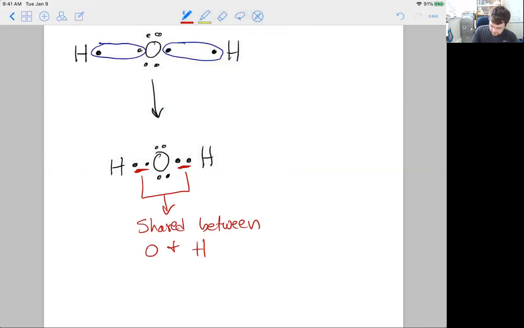This sharing of electrons is called a covalent bond. Covalent bonds form when 2 electrons are shared between 2 elements.